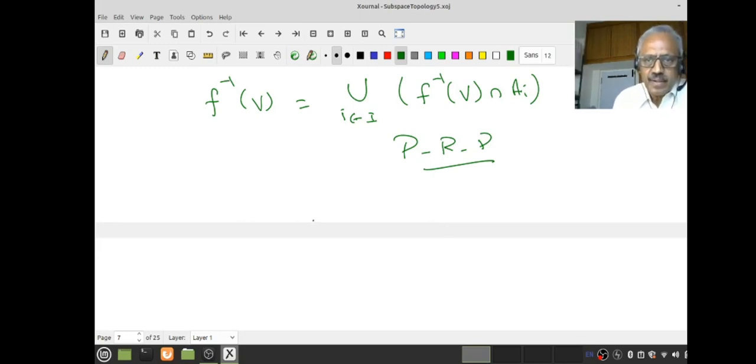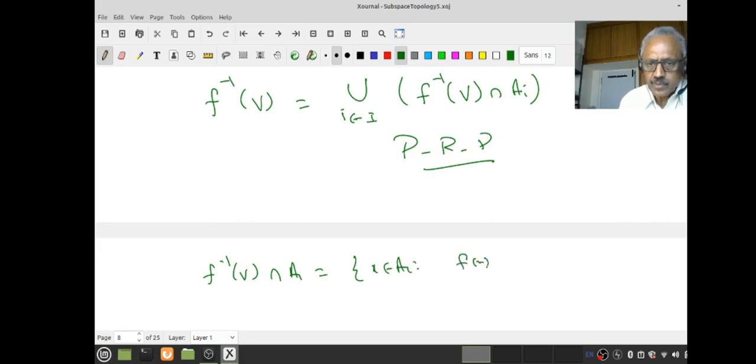Now let us look at what f inverse of B intersection Ai is. This is nothing other than the set of all x in Ai so that f of x belongs to B. But this is the same as, since x is in Ai, f of x is the same as fi of x.